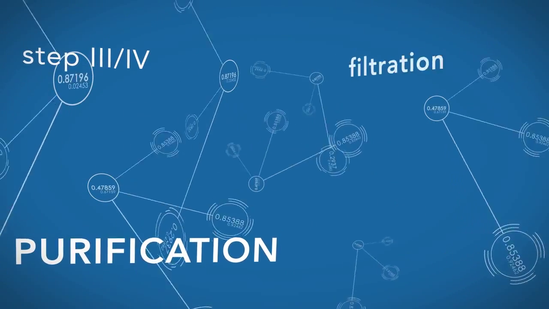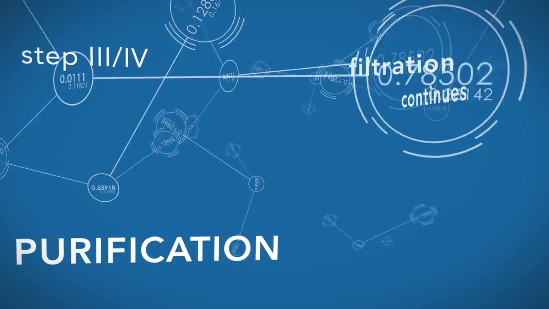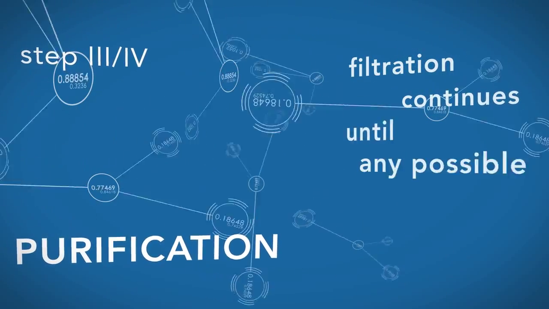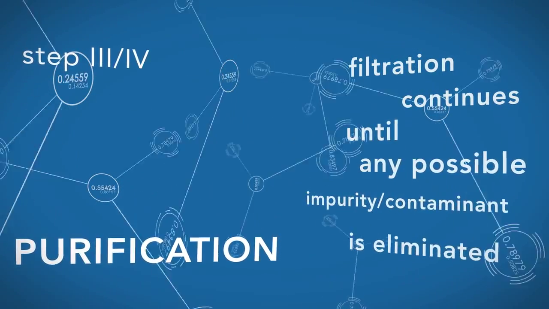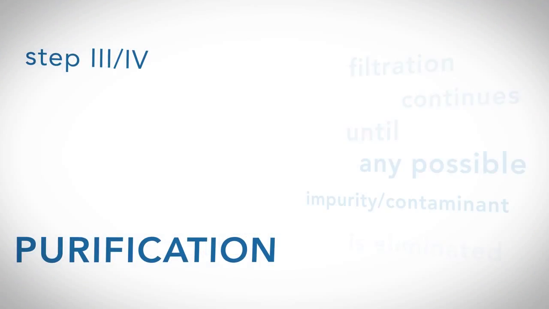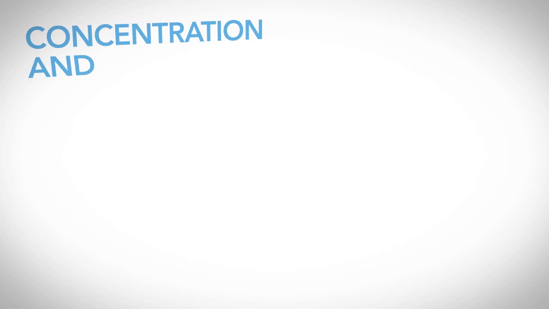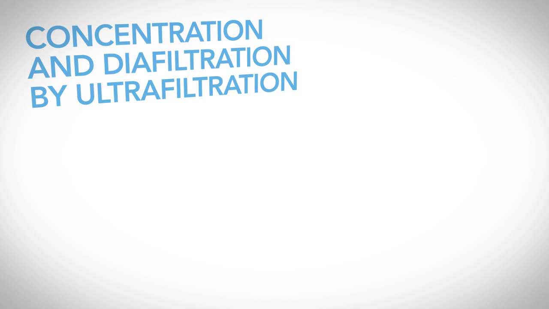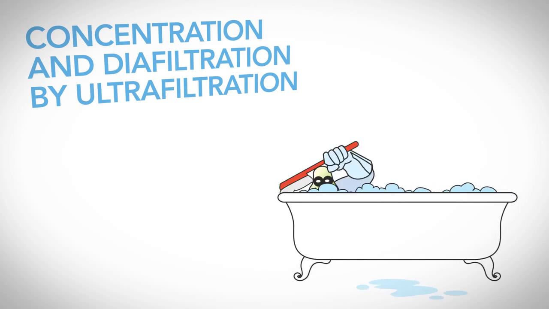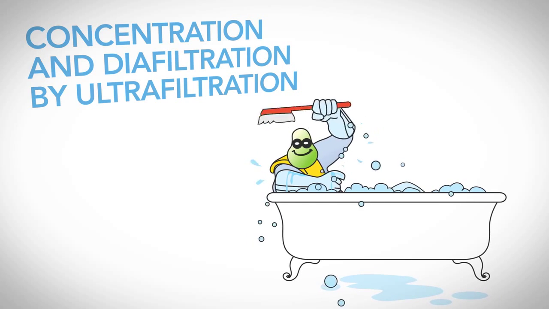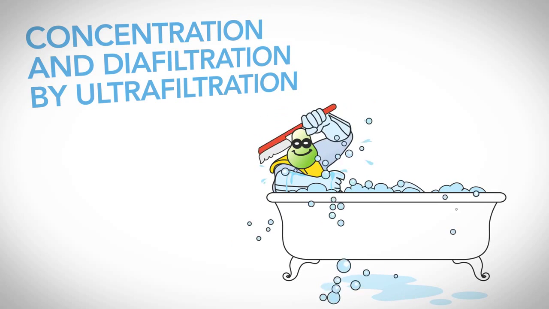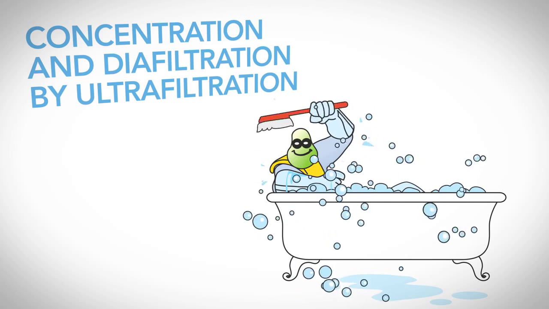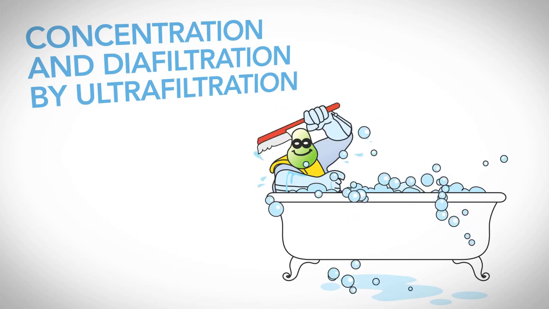Step 3. Purification. The filtration purification process continues until any possible impurity, contaminant is eliminated. Concentration and diafiltration by ultrafiltration. The sodium hyaluronate solution is concentrated and diafiltered by ultrafiltration to remove the majority of soluble impurities.